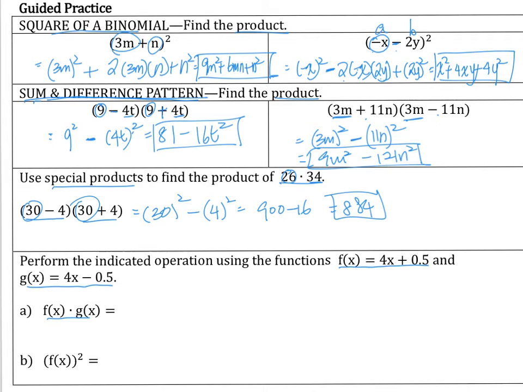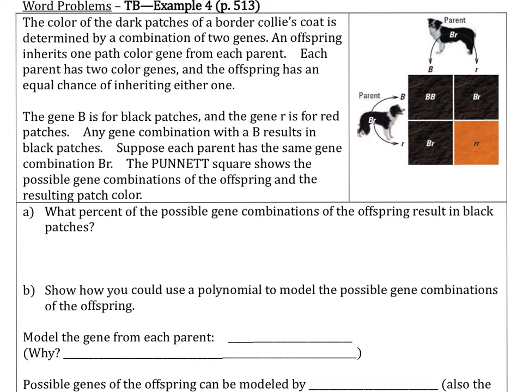Word problem. The color of the dark patches of a border collie's coat is determined by a combination of two genes. An offspring inherits one patch color gene from each parent. Each parent has two color genes, and the offspring has an equal chance of inheriting either one. The gene B is for black patches. The gene R is for red patches. So these would be the black gene, and this would be the red gene.